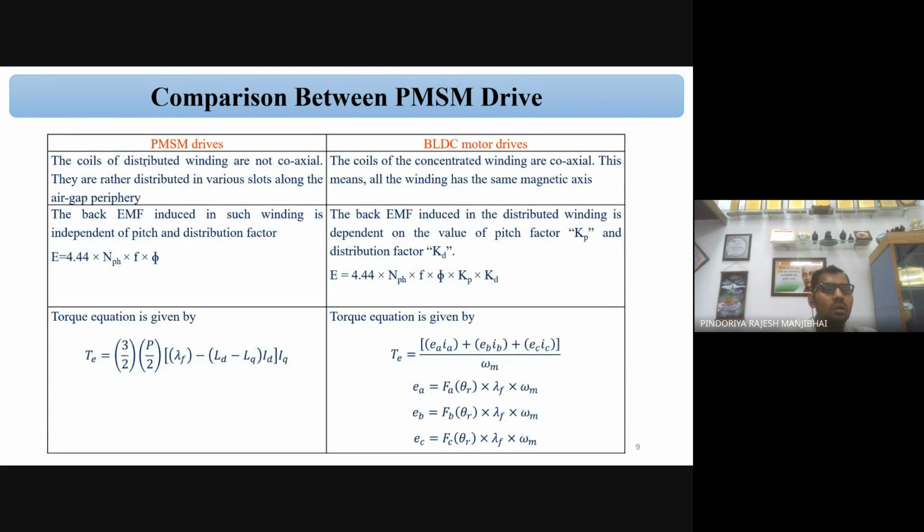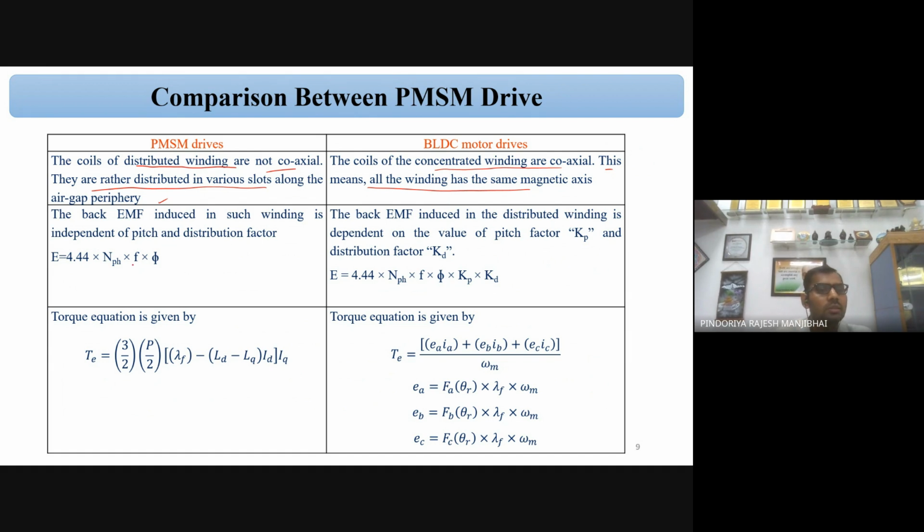In the case of the PMSM, the coils of the distributed winding are not coaxial. Rather, they are distributed in the various slots along the air gap periphery. So the winding is distributed around the stator slots. In the BLDC motor, the coils are a concentrated winding and they are coaxial. This means all the windings have the same magnetic axis.